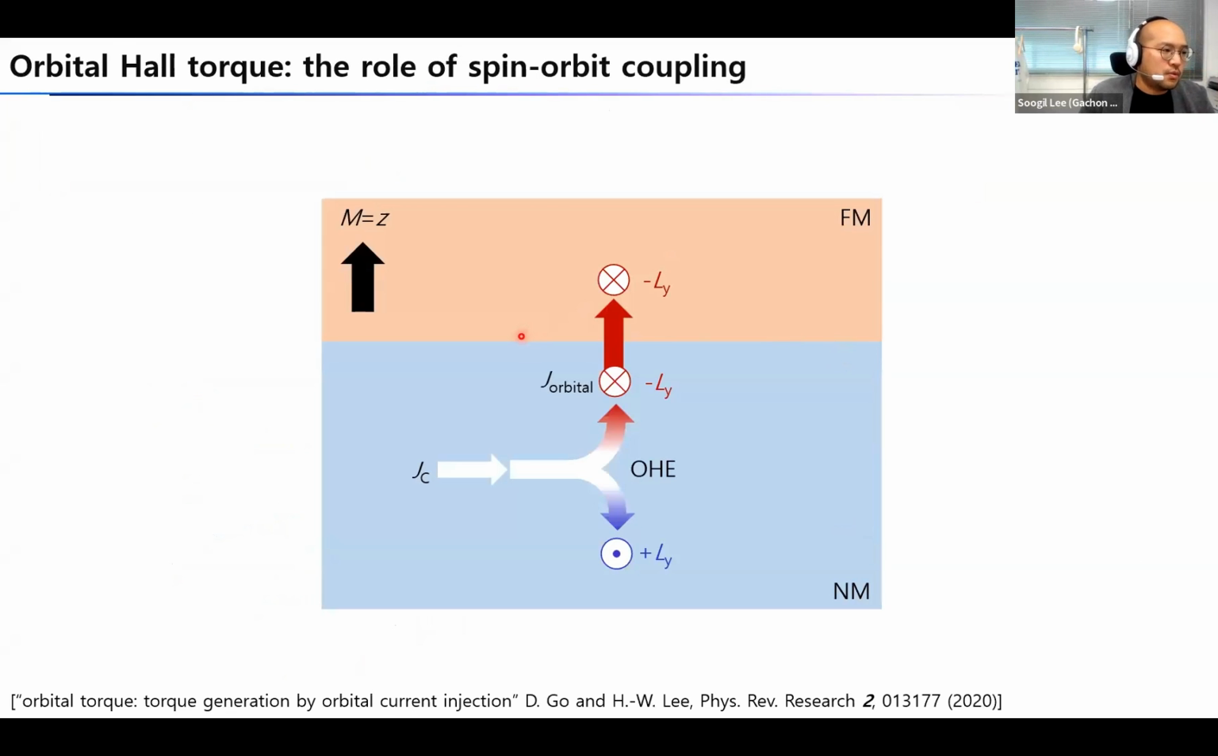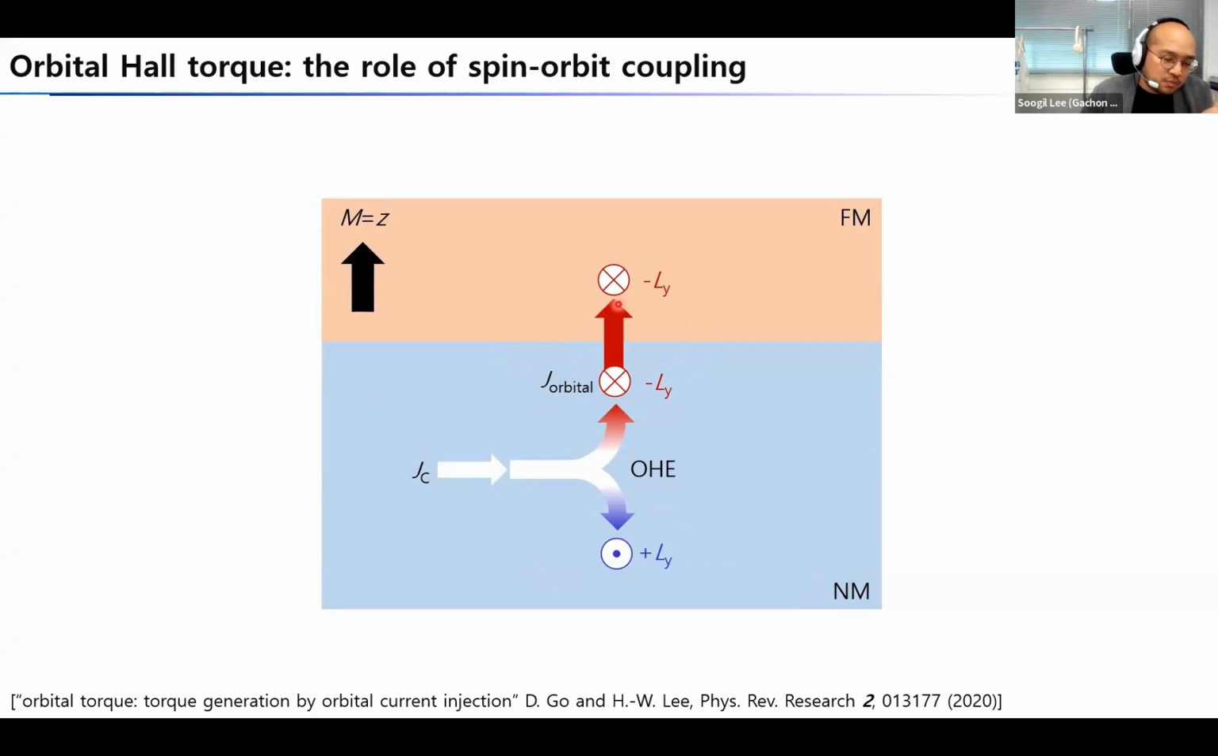This slide shows the way to utilize the orbital current for magnetization switching. I would like to explain the brief mechanism of the orbital current induced spin orbit torque, that is, the orbital Hall torque. First, suppose that the longitudinal charge current, this JC, injection can generate the transverse orbital current, this J orbital, by the orbital Hall effect in these non-magnetic materials. And this orbital current can be injected into the adjacent ferromagnet.